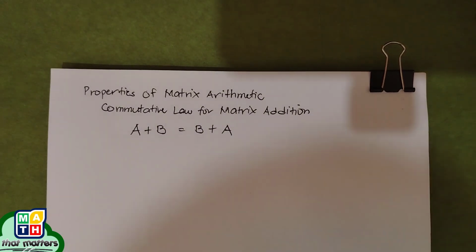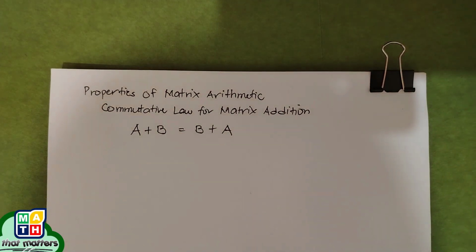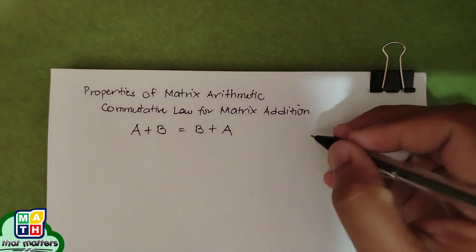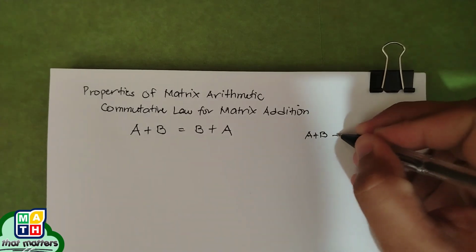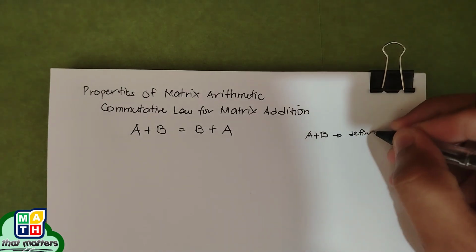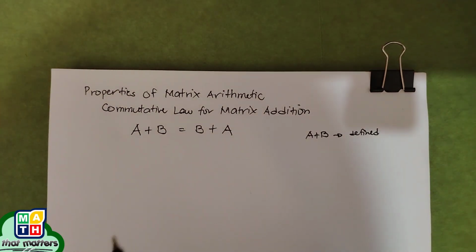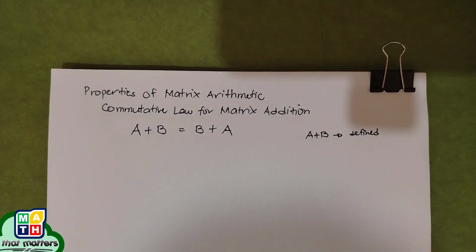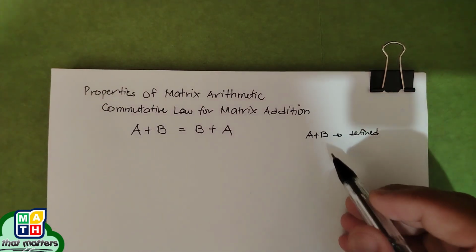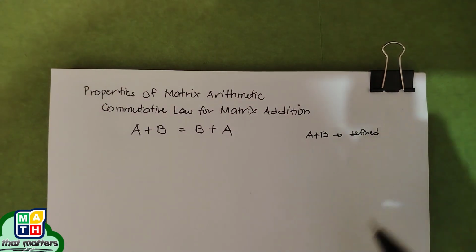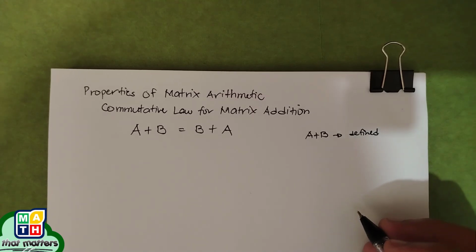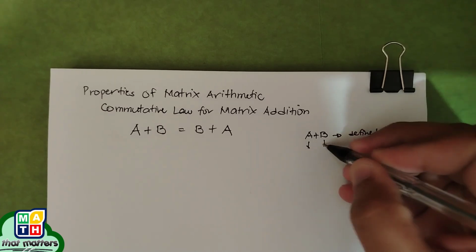Before we start, it's very important to understand that for this property to work, A plus B must be defined. Because if it's not defined, then we cannot work on this. And this video will allow us to show the truth value of this so that in our future dealings with matrices, this could be applied. When can we say that A plus B is defined? The sum of two matrices could only be defined if and only if they are of the same size.